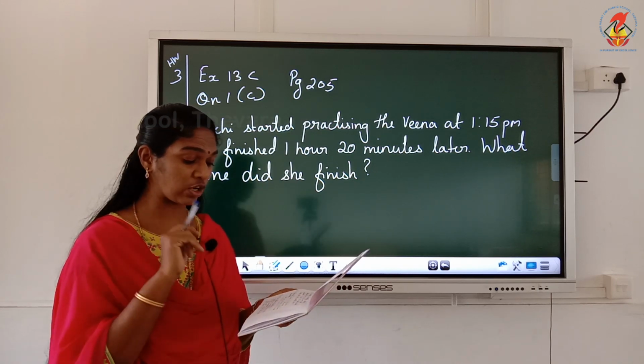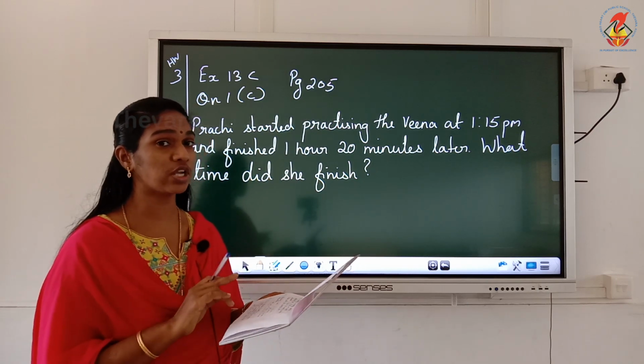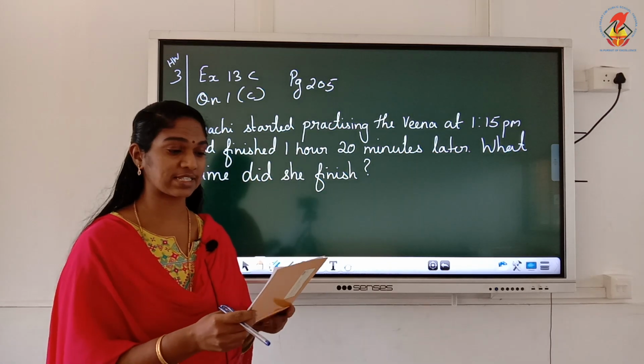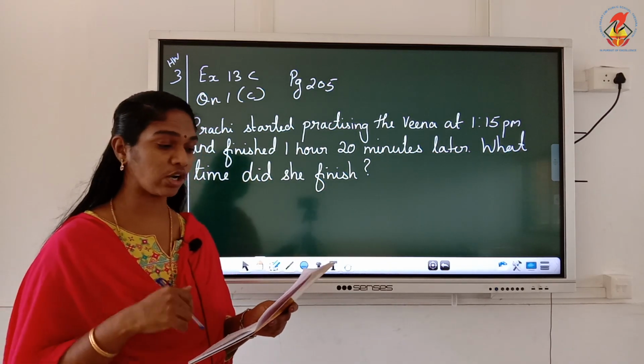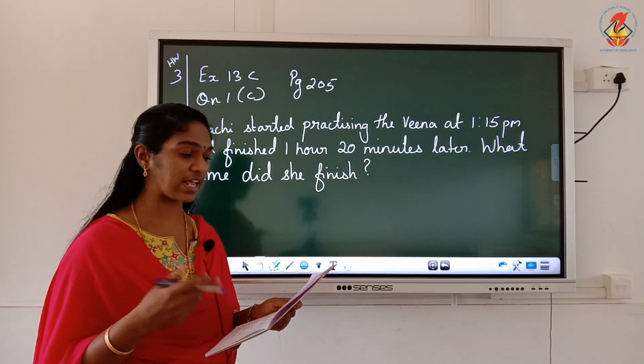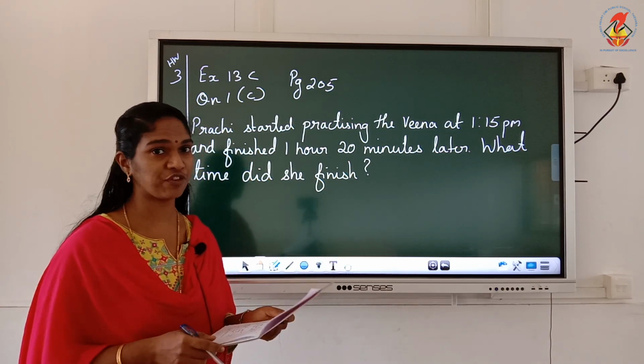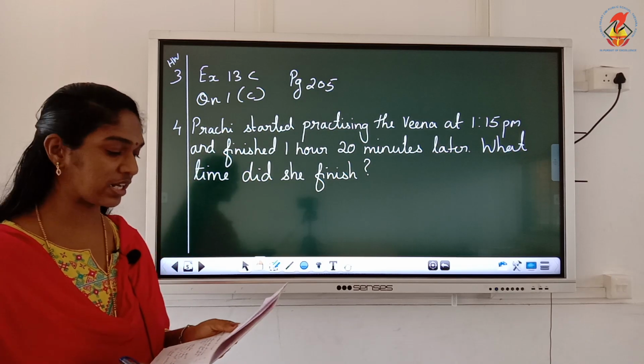So, first you have to find out from August 15 to August 31st how many days. That you have to find out, and the rest of the days will come in the next month, that is September. So, you will get the finishing date. Okay, so you can do that as a homework.